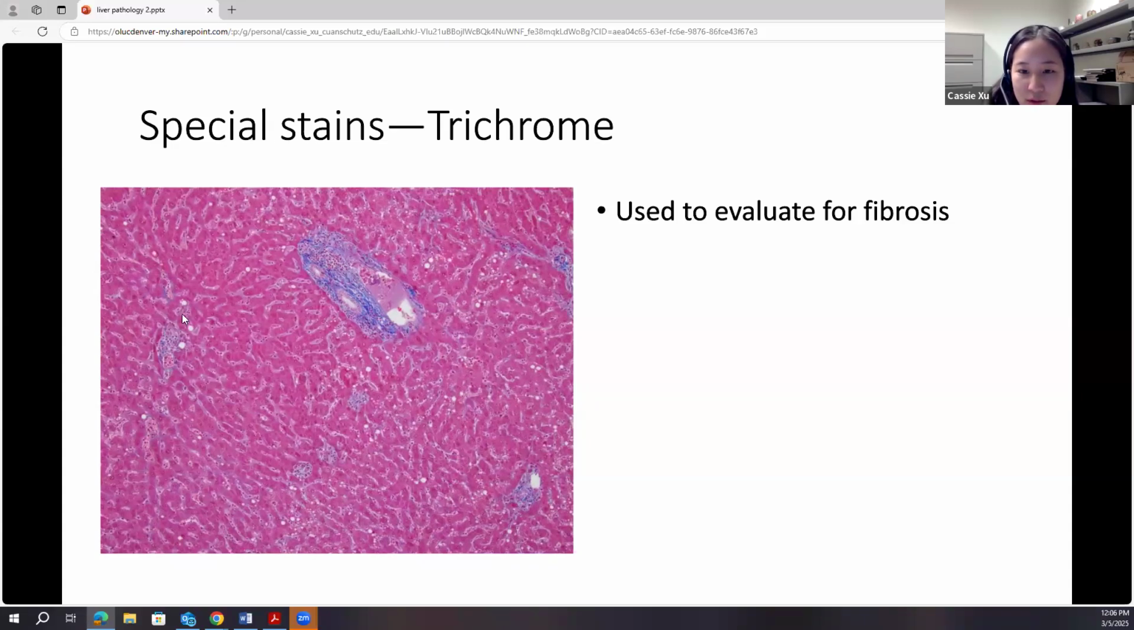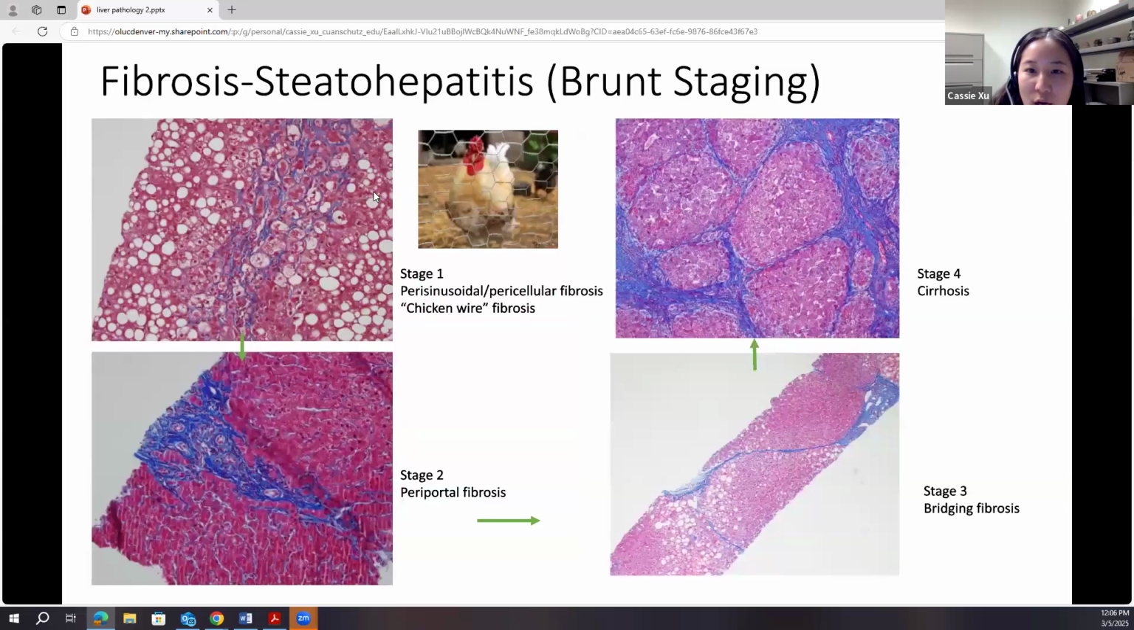In terms of the other, usually in the central veins, you get a little bit of collagen deposition, but it's pretty minimal. So in terms of staging, I'm going to go over staging for steatohepatitis and staging for chronic hepatitis patterns of injury.